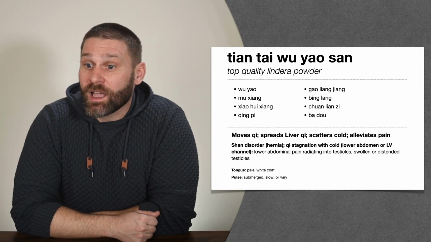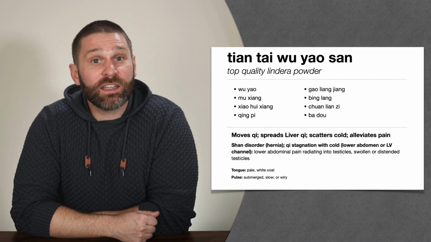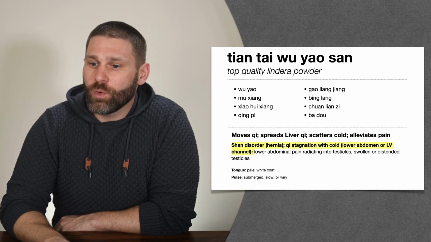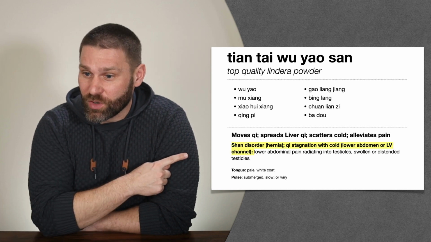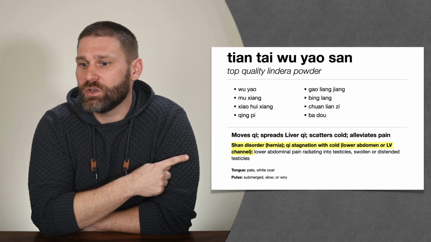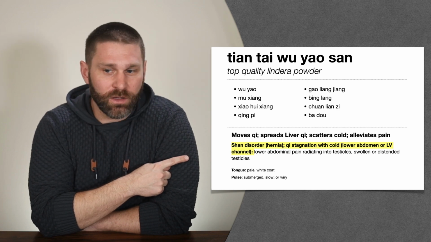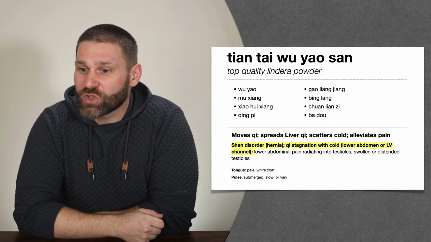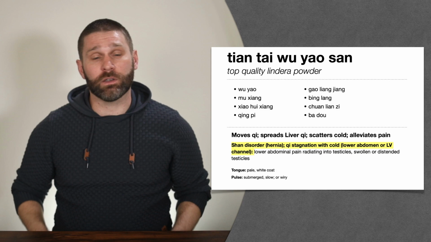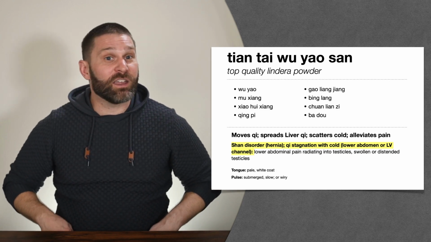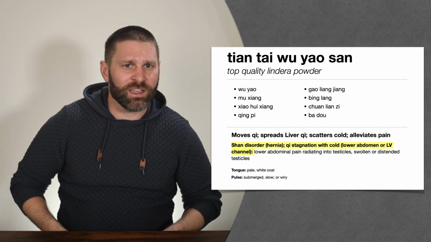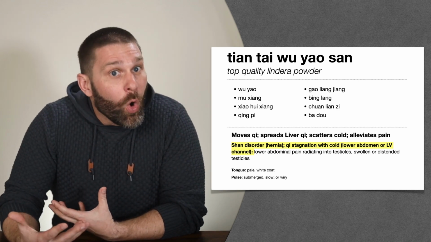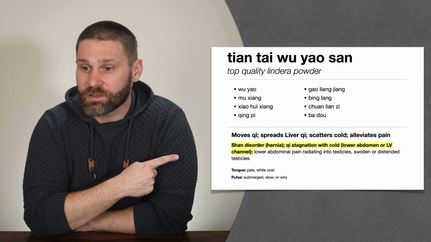Tiantai Wu Yao San, top quality lindera powder. This formula has Wu Yao in the name. So Tiantai Wu Yao San is good for shan disorder or hernia pain due to qi stagnation with cold in the liver channel. So lower abdominal pain radiating to the testicles or swollen and distended testicles. Again, the liver channel goes up the leg, it goes to the inguinal area, and we say it wraps around the external genitalia.